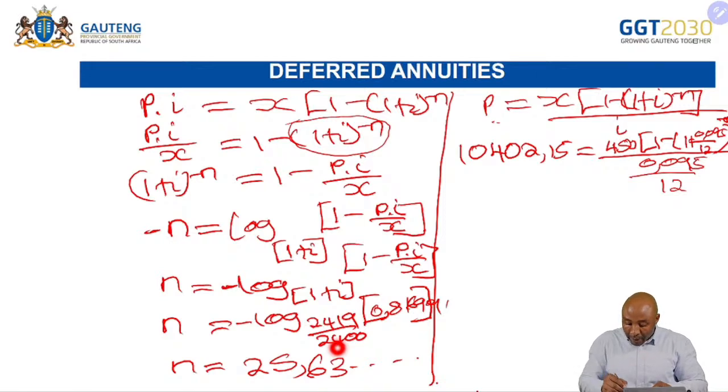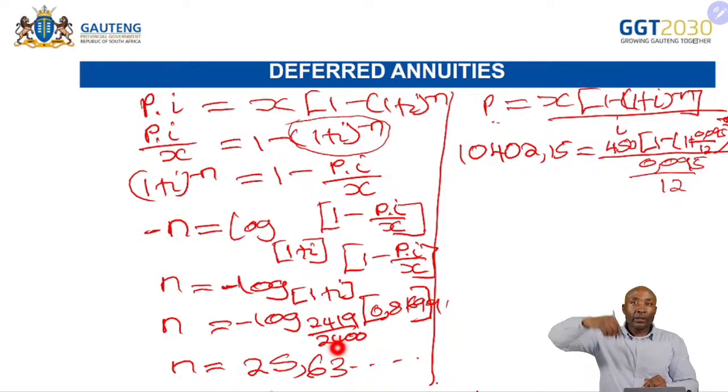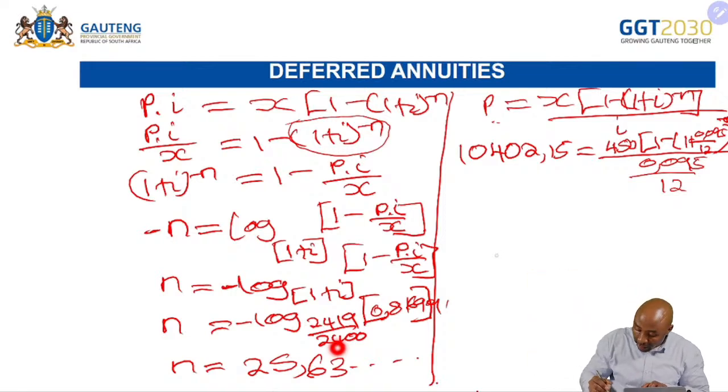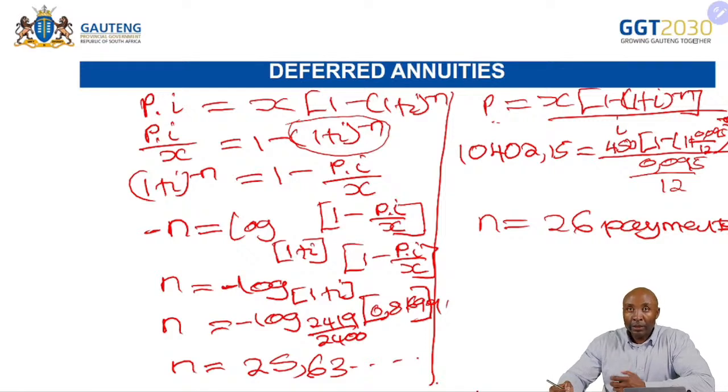Now, remember, this means the last payment of 450 Rand will be payment number 25. Meaning, to settle the loan, we can only settle the loan on the 1st of the next month. So when we calculate the number of payments, we are going to say there are going to be 26 payments. And we should be careful that the last payment that was made, the 26th payment, will be less than 450 Rand to settle off that particular loan. I hope it makes sense.